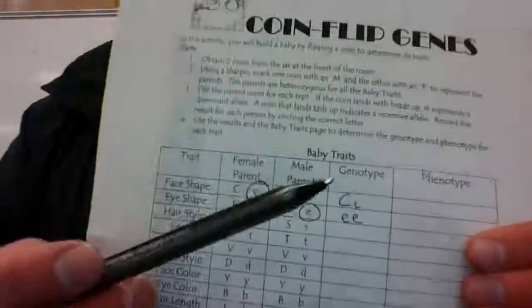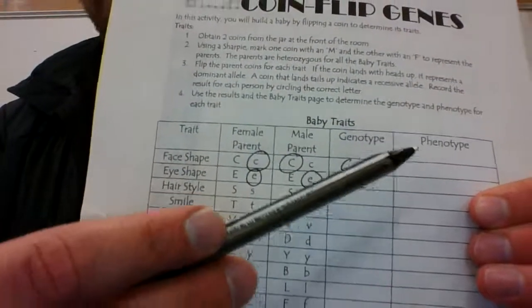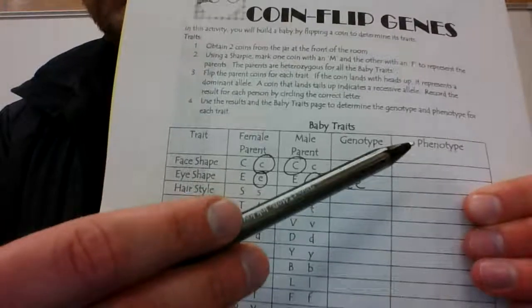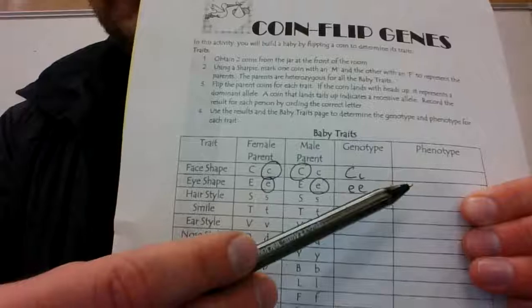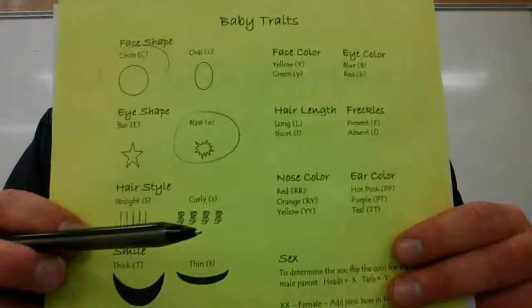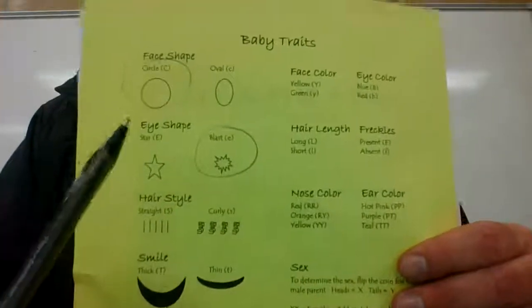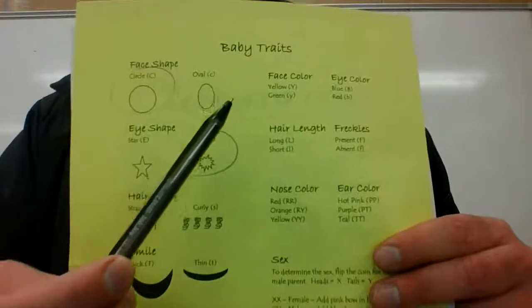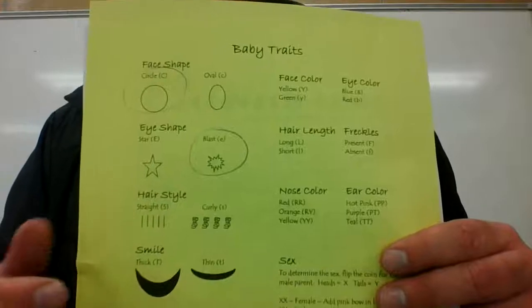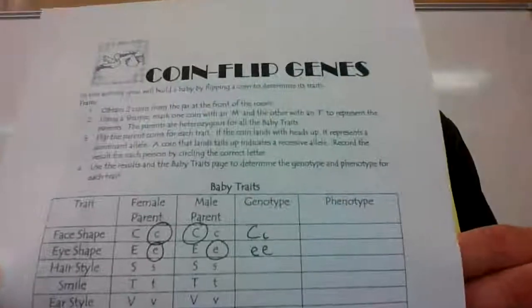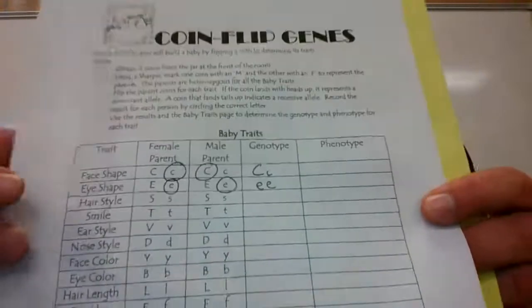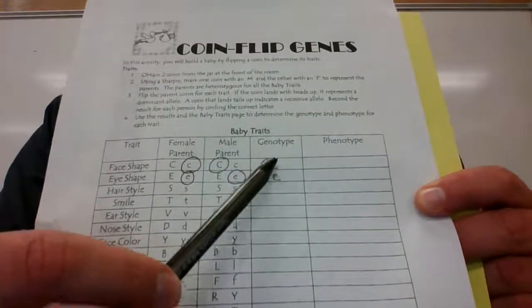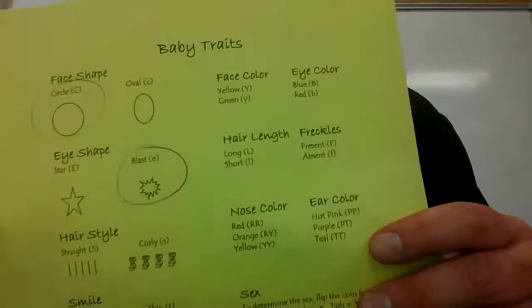Now for phenotype, remember that phenotype means how the gene is expressed, how it is shown in the person, what this gene ends up looking like. So on this paper, you will find the possible phenotypes. So, for example, for face shape, the dominant phenotype is to have a circle-shaped face, and the recessive phenotype is to have an oval-shaped face. Well, since my child got a dominant recessive, remember that means the dominant overpowers the recessive, so the dominant is what's shown, and so the child is going to end up with a circle face.